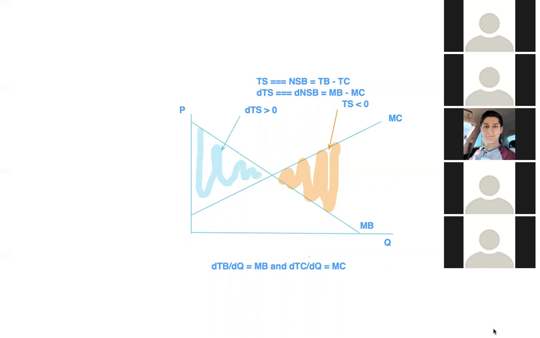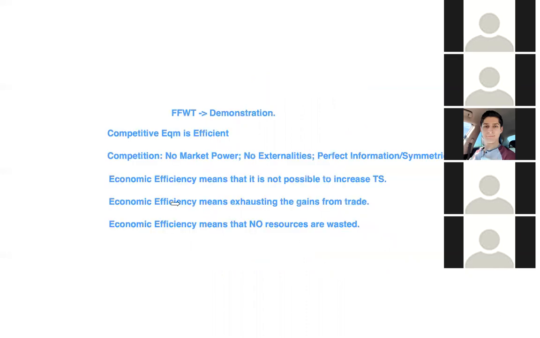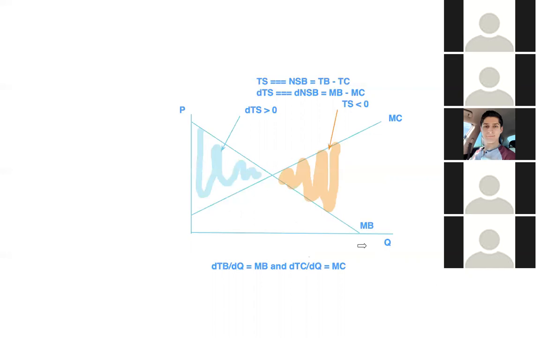Well, remember the second statement was this: economic efficiency means exhausting the gains from trade. So, what are the gains from trade in this diagram? The left side, the green. Oh, it comes up green on yours. This is blue to me, but light blue. Maybe it's turquoise.